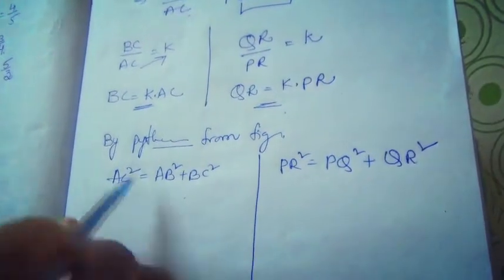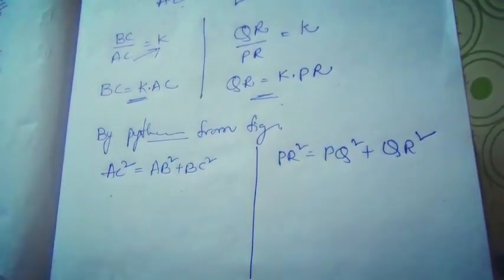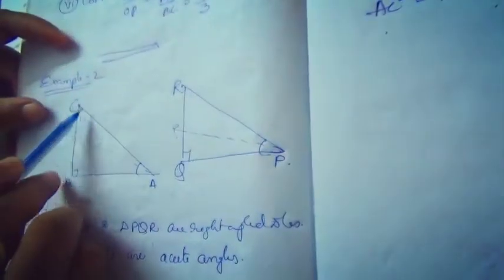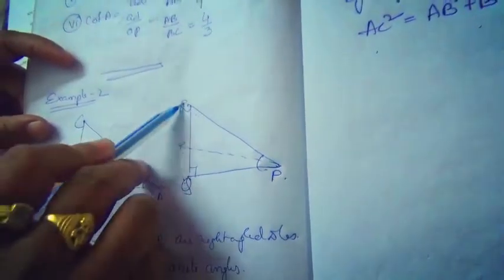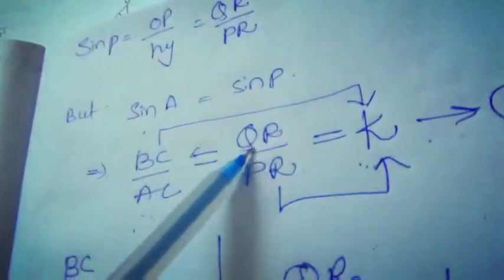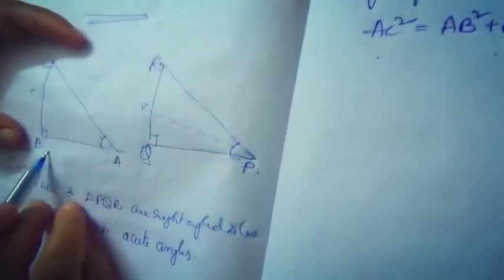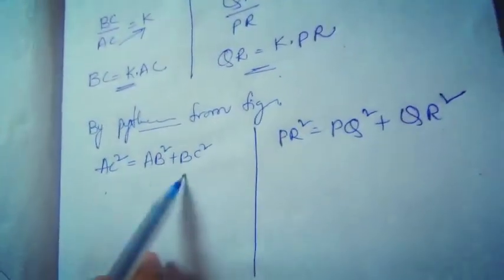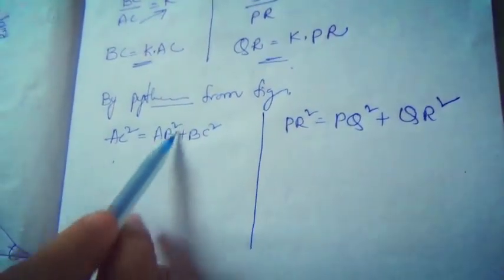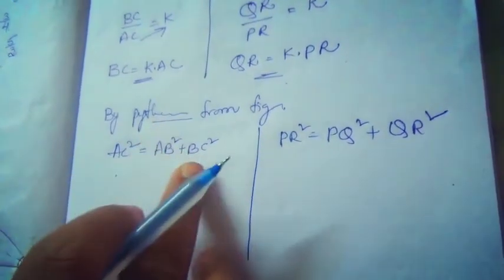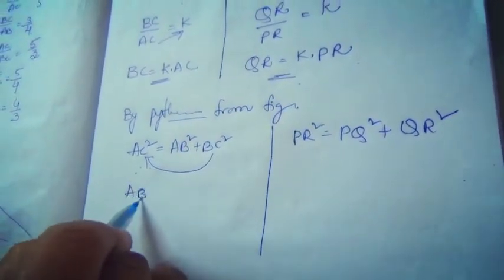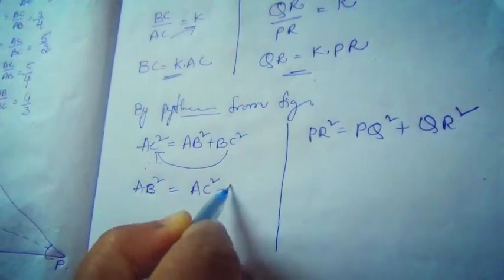Okay, so we know, look here, we took BC by AC and QR by PR. BC by AC is equal to QR by PR. What remains is AB and QP. Where is AB? This one. So AB remains; you just bring this BC square to the other side. That is, AB square is equal to AC square minus BC square.